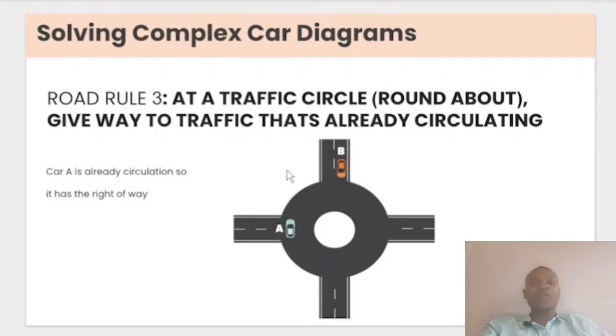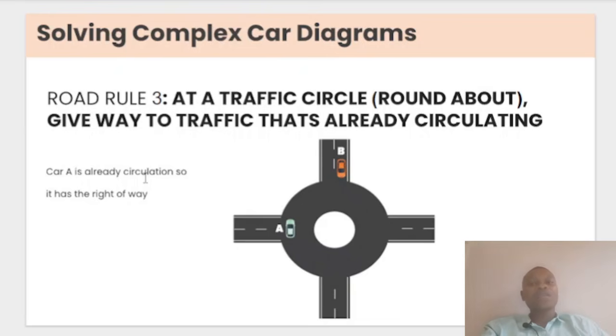Here we have road rule 3, which concerns a traffic circle or a roundabout. At a roundabout, you should give the right of way to traffic that is already circulating. What does it mean? The traffic that is already in the roundabout, that has already entered the roundabout, is the cars that have the right of way. Now we can see that we have car B and car A.